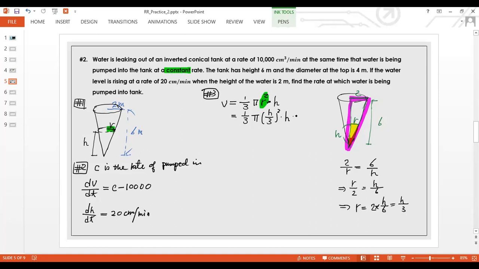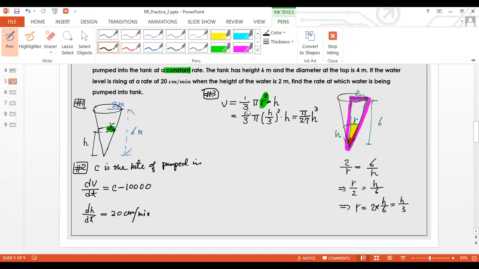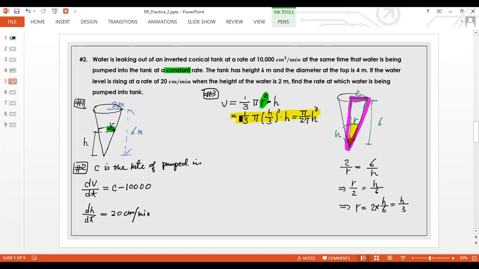So now you will get pi, 3 squared is 9, 3 times 9 is 27, H to the what? H to the cube. Okay, so be very careful with this step. This step is a little bit different than what we did in the first videos, the basic one. This one takes an extra step.